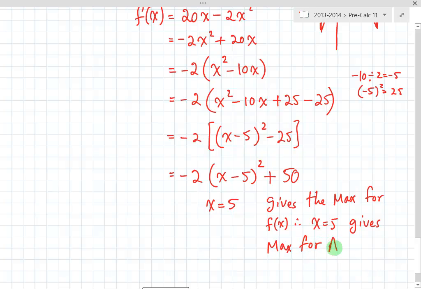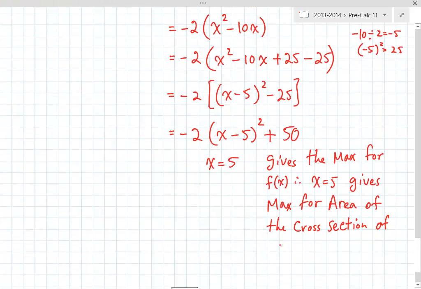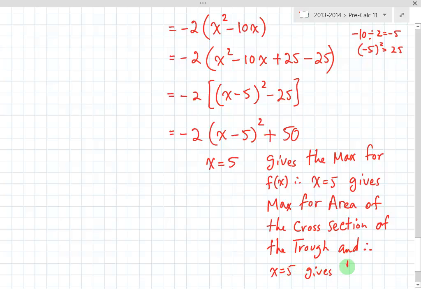Therefore, x equal to 5 gives the maximum for the area of the cross section of the trough, and therefore x equal to 5 gives the maximum for the volume of the trough.